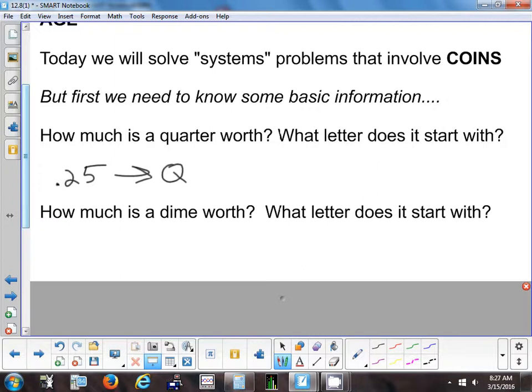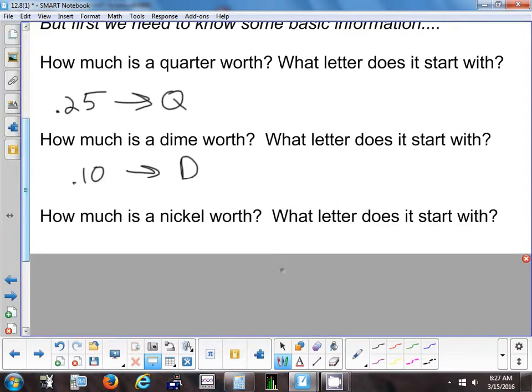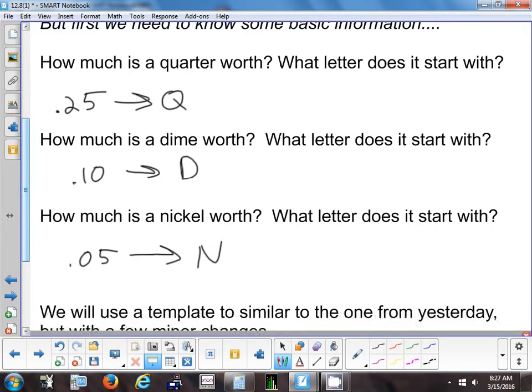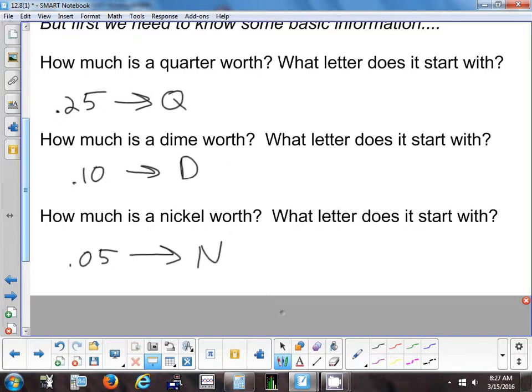Okay, how about a dime? Point what? 0.10, yeah. And what letter do you want to use for that? We'll use D for dime. How about a nickel? 0.05, yep. And for nickel, we'll use the letter N. I don't know if we have any problems with pennies. But if you had a penny, what number do you think that would be? Point what? Yeah, a penny would be 0.01.